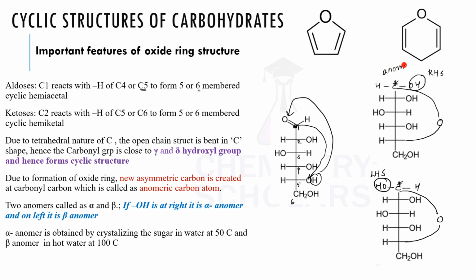So this is your anomeric carbon, and these two are anomers. The new structures formed are called as what? Anomers. And on this anomeric carbon atom, this is a newly formed chiral center. When the OH group is on the right hand side, we call it alpha anomer, and when the OH group is on the left hand side, we call it beta anomer. So in glucose, there are two anomers, alpha and beta. Similarly, for other carbohydrates also, we have alpha and beta anomers.